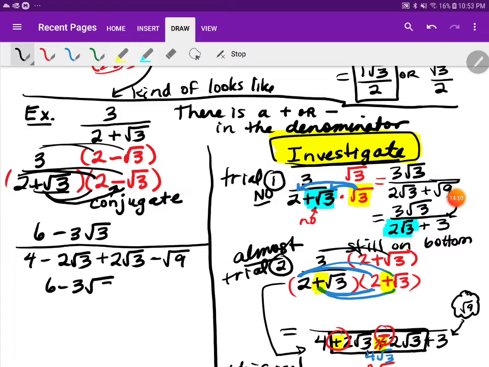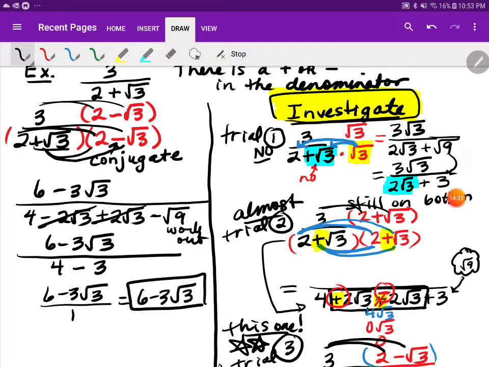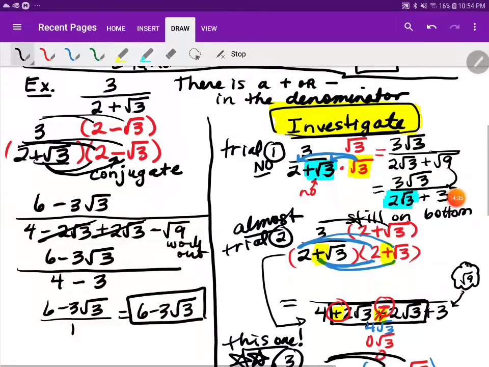6 minus 3 radical 3, that's the numerator. And the denominator, those cancel like we wanted them to. 4 minus, you work out the 9, which is 3. And then the denominator is 1, and the top looks like this. And then you don't need the 1 on the bottom, so you can write it like this if you want. It's very cool. So that is also called rationalizing the denominator, but there's a plus in the middle instead of a times.